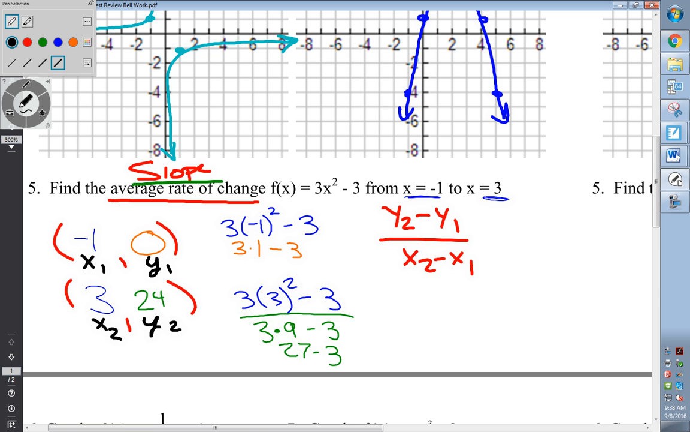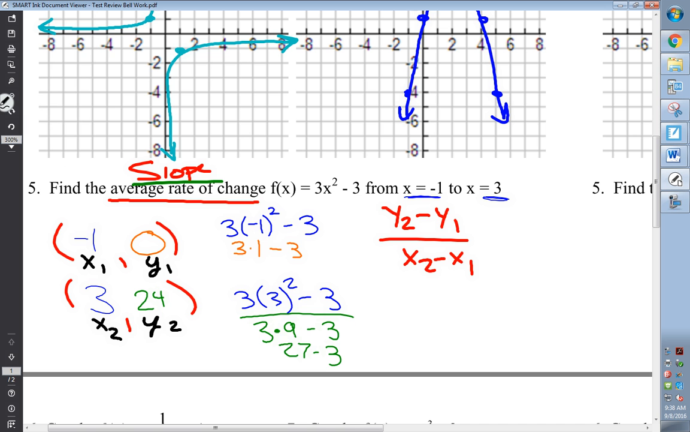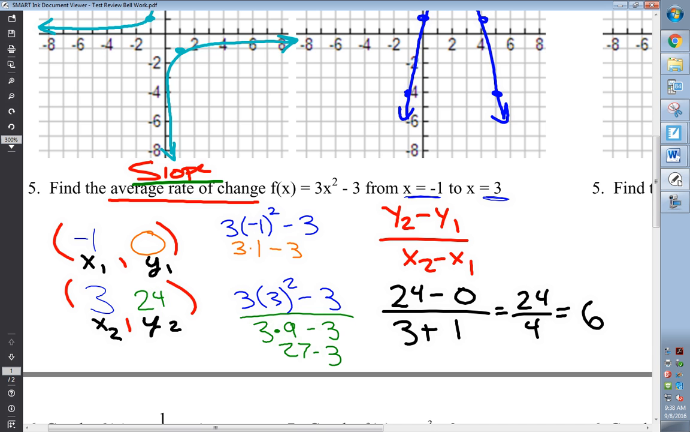So in that case, what am I putting on top? 24 minus 0 over 3 minus, if it's 3 minus negative 1, it's plus 1. Good. So it's 24 over 4, which gets you 6. That's the slope, the average rate of change. Questions on that section? Flip the paper over. Do the backside, please.